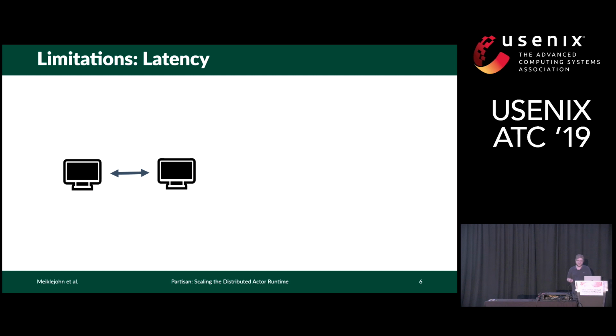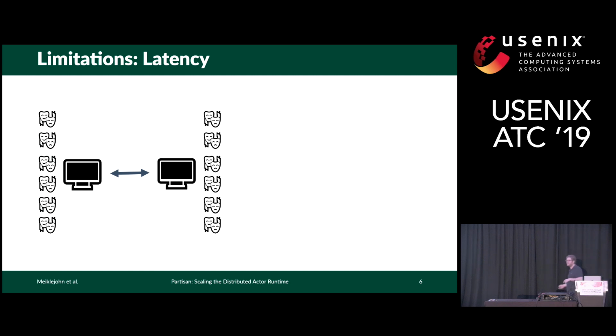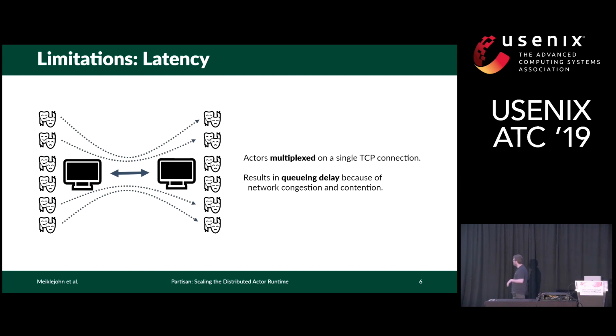If I consider a two-node cluster, and I connect these two nodes, and then I spawn thousands of actors on node 1 and thousands of actors on node 2, what I need to do is use that single TCP connection to multiplex all my communication for any actor to any other actor on either side of the cluster, on either node. And this results in queuing delay.